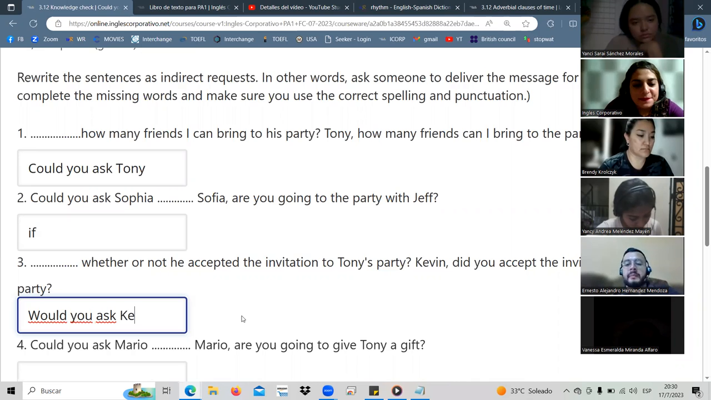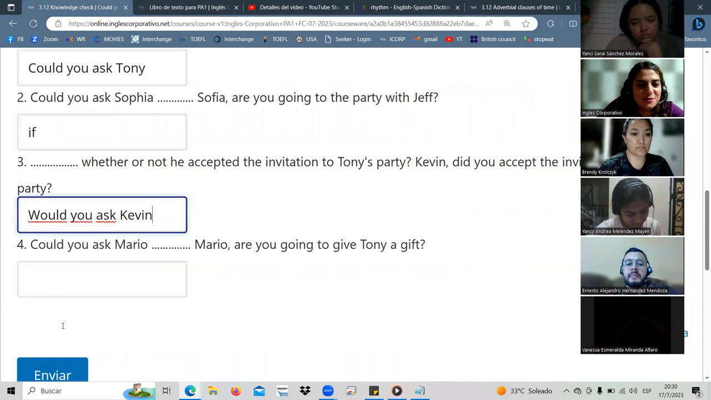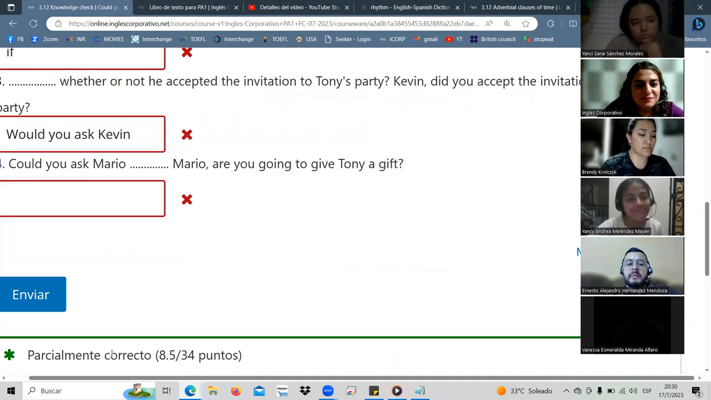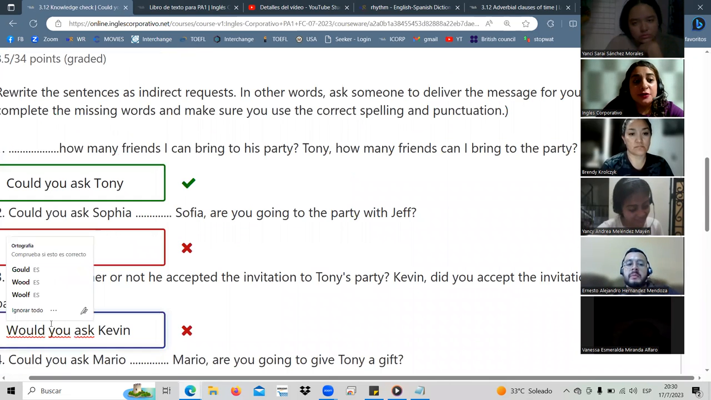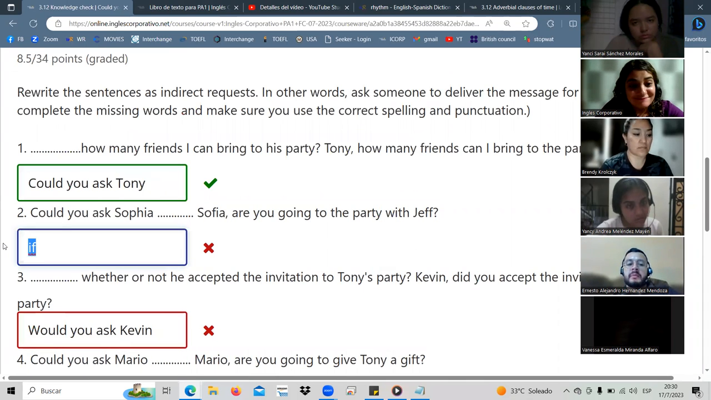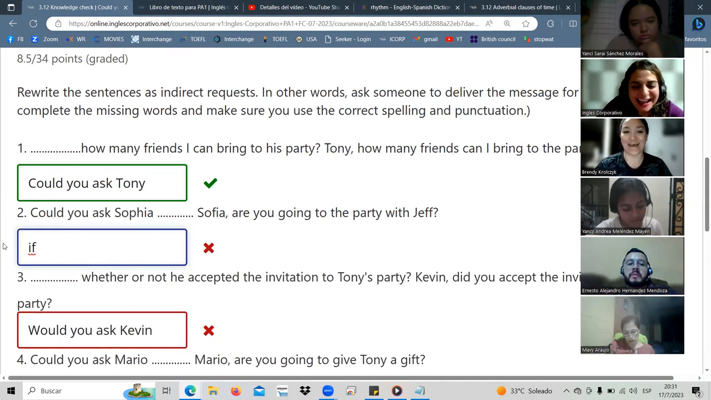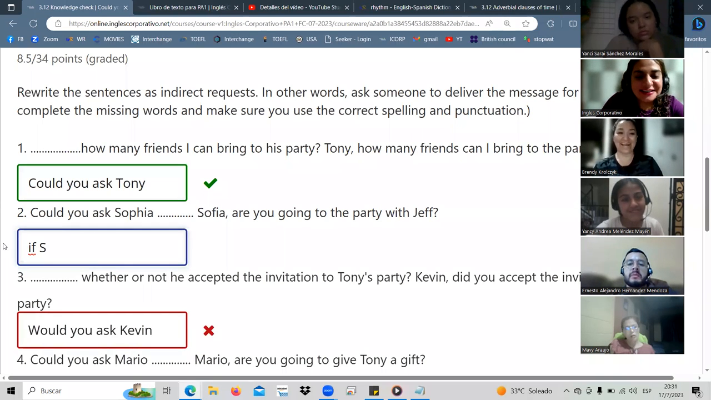Okay. Let's try. No perdemos nada para ver. It will be wrong. All right. Entonces no va would, no va if aquí. It's cool. If she is going to the party. You were lazy and you didn't type just if. You were lazy. Okay.